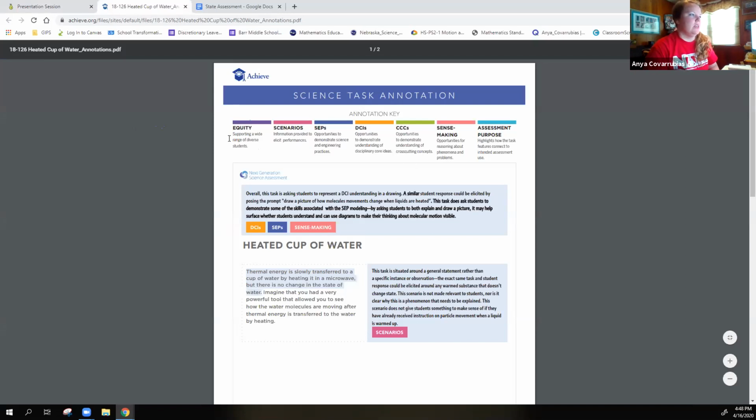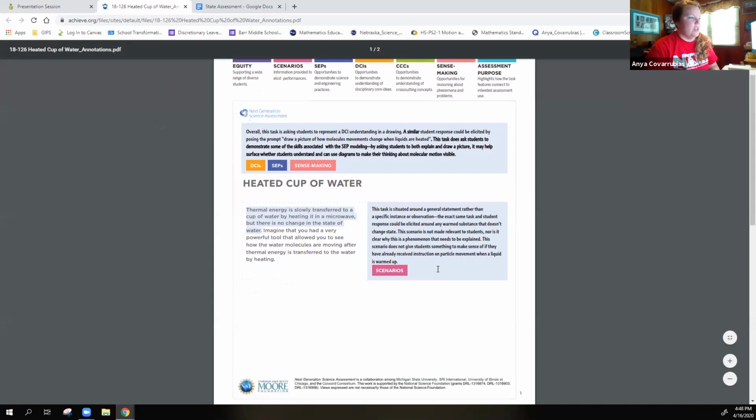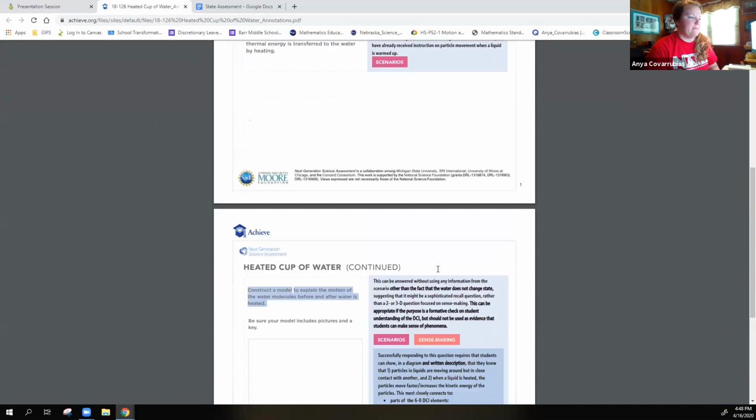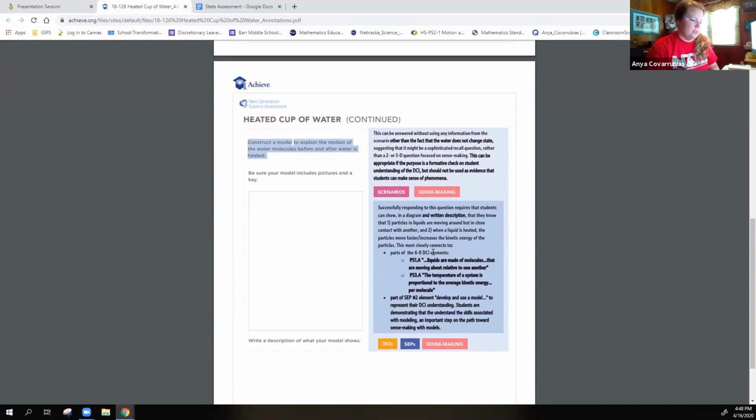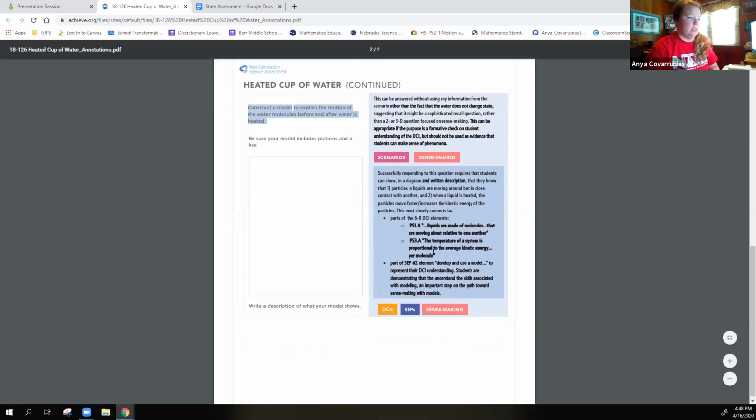So if we go to this heated cup, you can see we have our annotation key at the top that we've been having on our slides. And so you can see the task is over here. And it gives us the areas that the students are really kind of focusing on in this task. And so we're really looking at scenarios here. Second part. And it really pulls out where the DCI is. The SEP, we can see that there's some sense making here because we're constructing a model, really making that thinking visible.